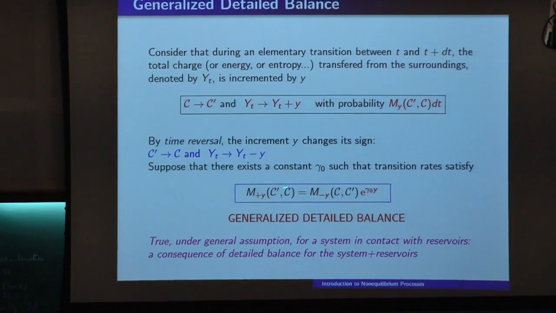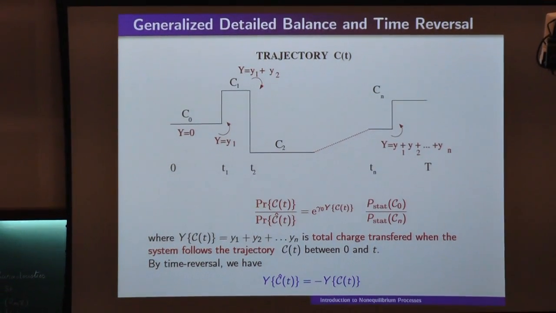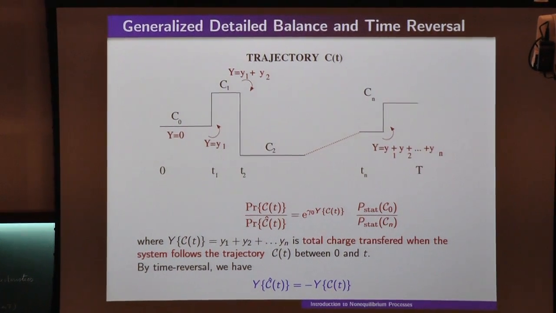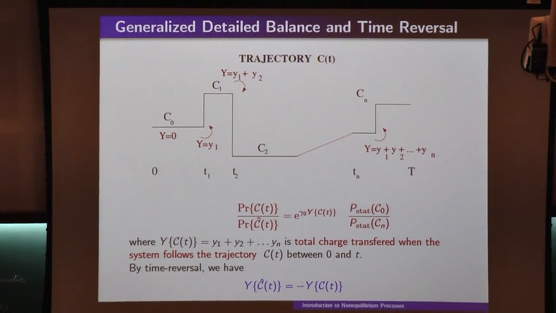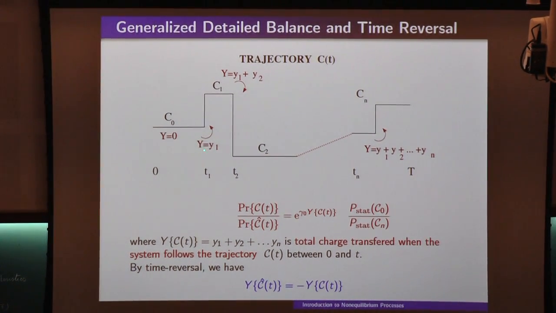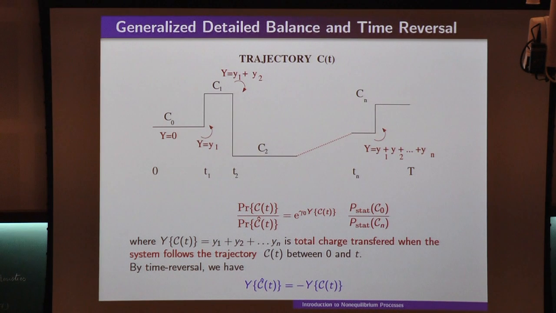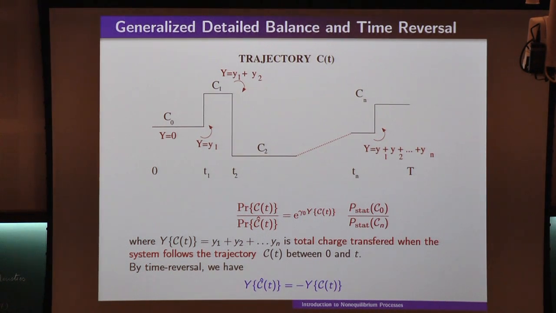Okay, so we suppose that we have this relation, and now we apply the same game. We consider a trajectory, which goes from C0 to Cn with discrete jumps. But now what we have to take care of is that each time we have a jump, some quantity y, small y, is added to the big Y. There is some increment. I didn't do it in detail, but you can really do it. It's quite easy. It's exactly the same calculation as before.